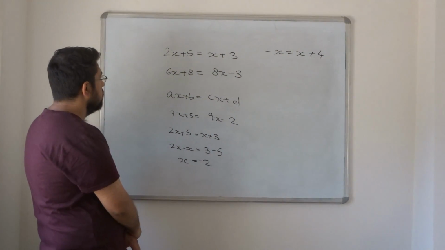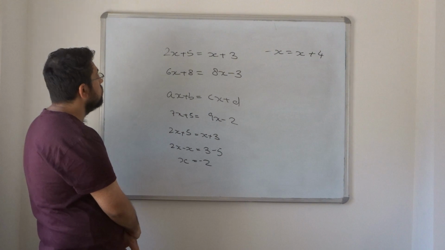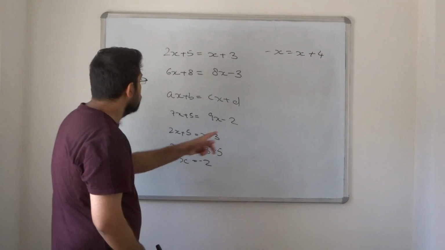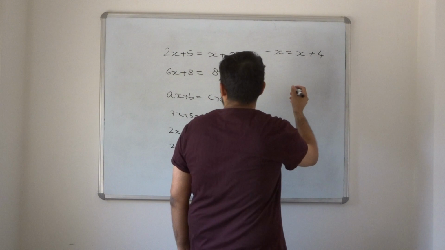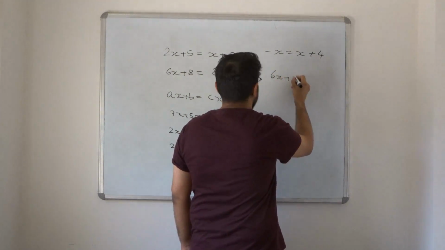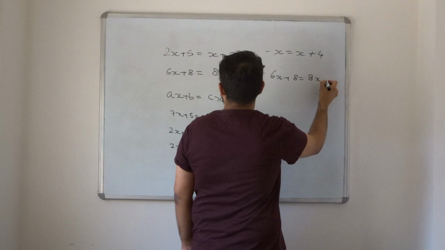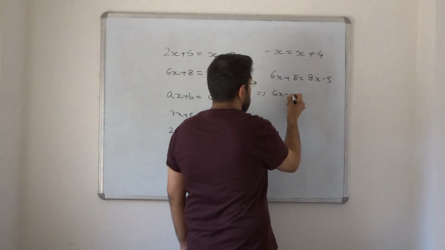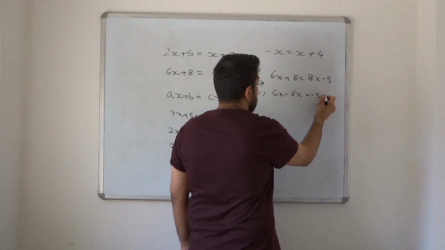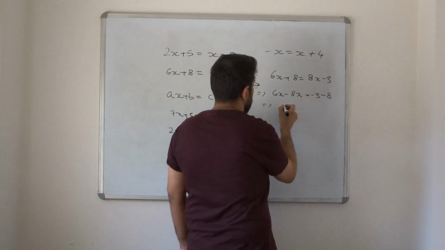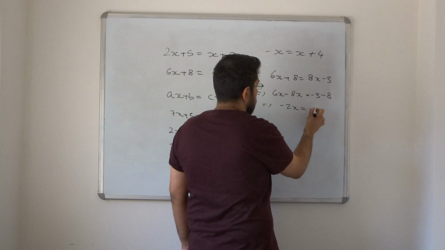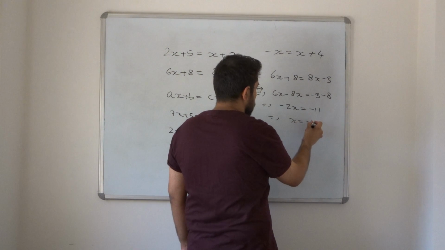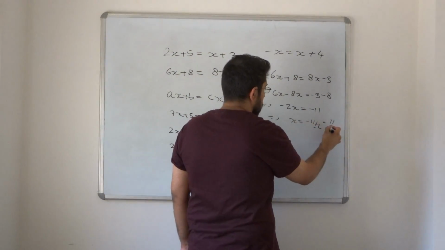Now what you have to see, guys, is, do you get the same answer? Okay, that's what you have to see. So let's solve this one now. 6x plus 8 equals 8x minus 3. So 6x minus 8x equals negative 3 minus 8. So you get negative 2x equals negative 11, and then you divide both sides by negative 2, so 11 by 2 is your answer.